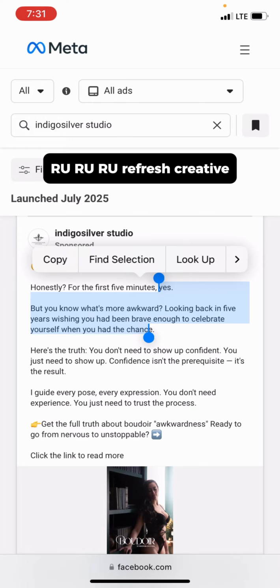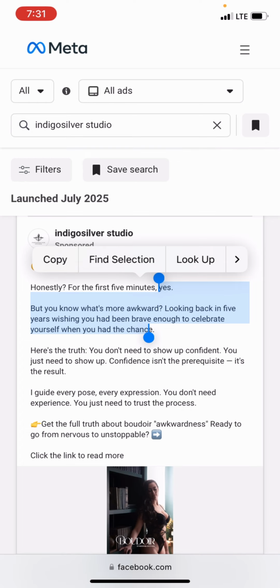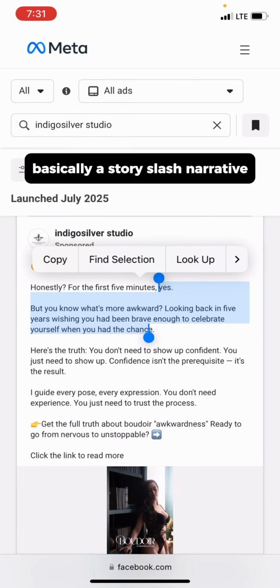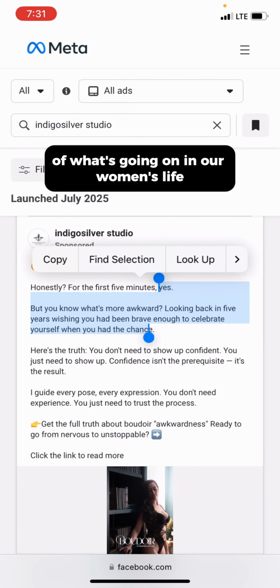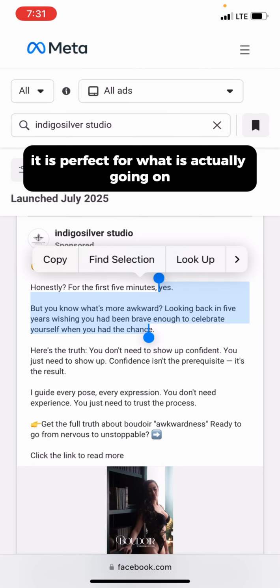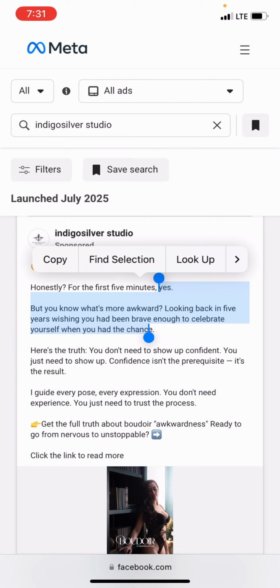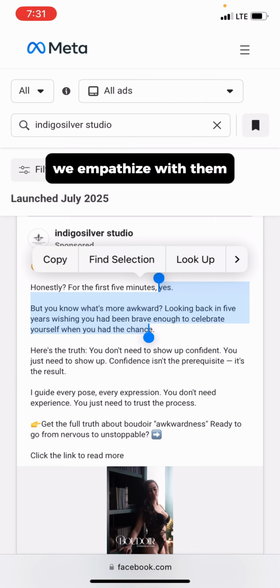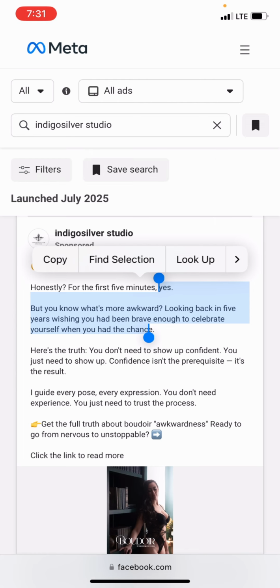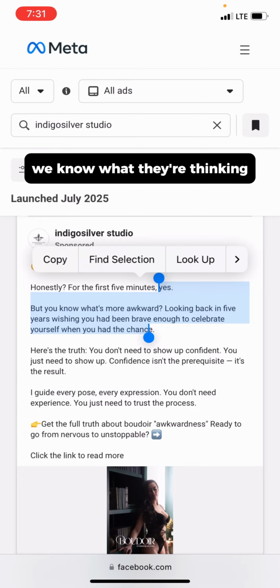refresh creative. All right, the next thing we want to have in the ad copy is basically a story/narrative. We basically want to write the movie script of what's going on in our women's life that a boudoir shoot is perfect for. What is actually going on? This is where we got to show that we understand them. We empathize with them. We see them. We know what the heck they're going through. We know what they're feeling. We know what they're thinking.